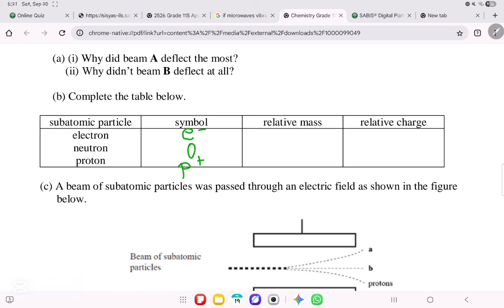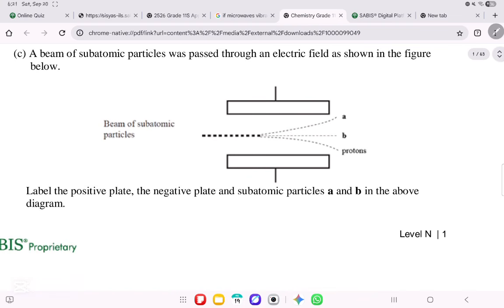Now let's find their relative masses. This is 1 over 1836. This is 1, this is 1. And the relative charges, this is -1, this is 0, and this is +1. Very simple, very easy. We'll move on to part C.